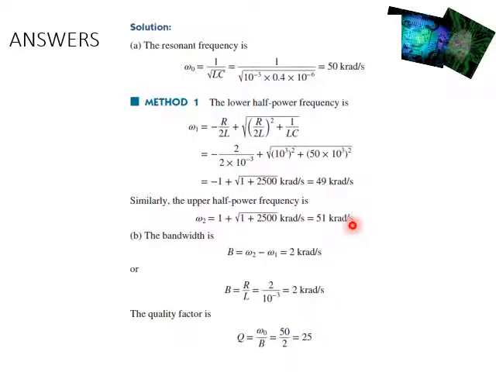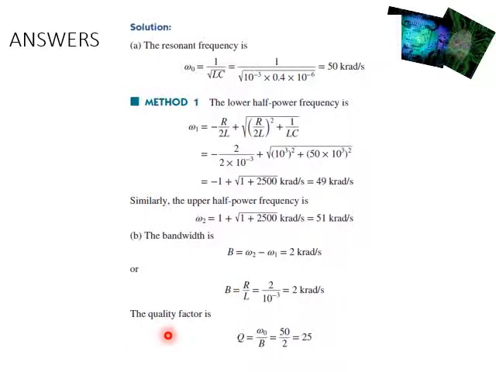So bandwidth is omega 2 minus omega 1, which is 51 minus 49, so we have 2 kiloradian per second as the bandwidth. Or we can also use the equation B equal to R over L for calculating the bandwidth. Solving this equation, we also have the value of 2 kiloradian per second for bandwidth.